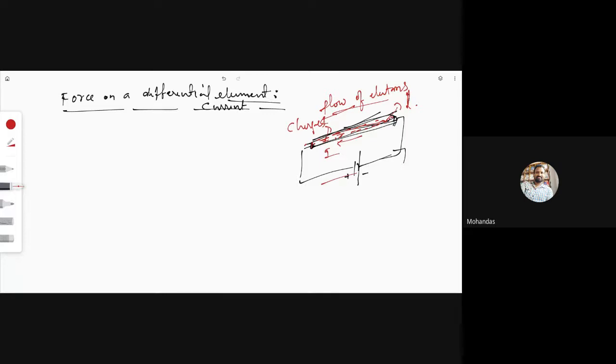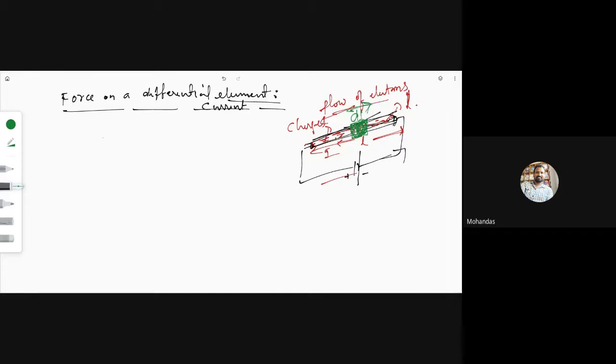Out of total length L, can you hear me? Yes, sir. Out of total length L, I am taking differential length dl. Small length in the conductor. I take differential length dl.